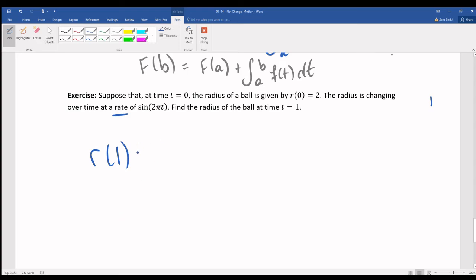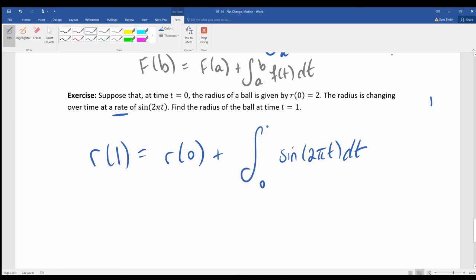And what we know is the radius of the ball at time 0. And we also know the rate of change of radius at any given time. So if we take the initial radius, and we take the rate of change, and we integrate the rate from start to finish, and we add those numbers together, then we'll get the radius at the final time.